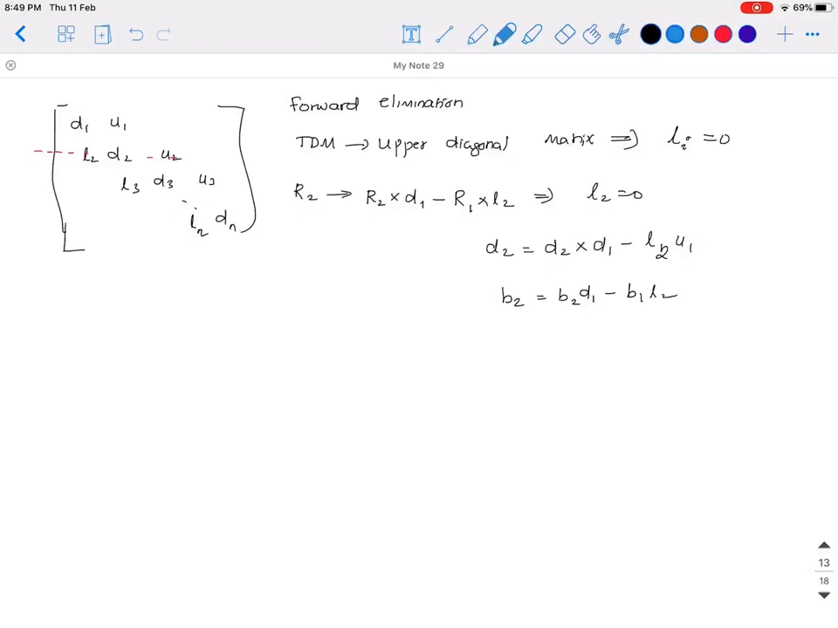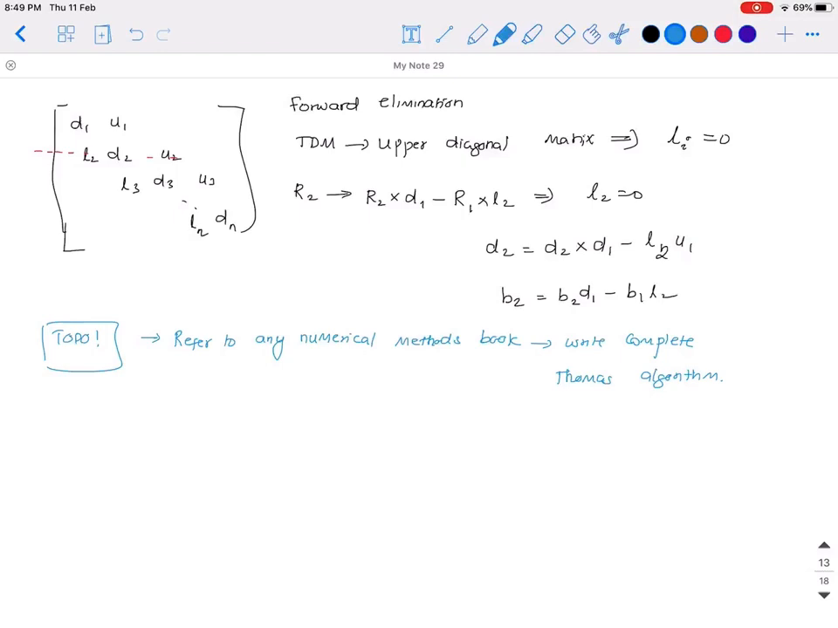I'm going to stop here, but what you have to do is refer to any numerical analysis or numerical methods book, and write the complete Thomas algorithm. Please do that.